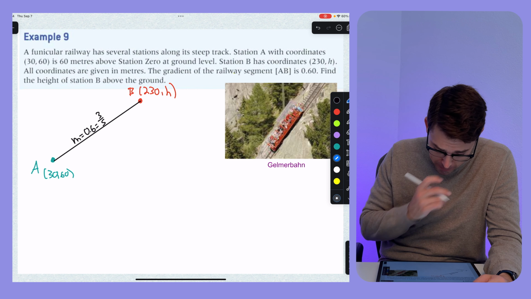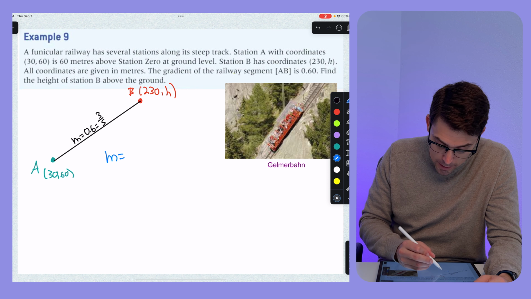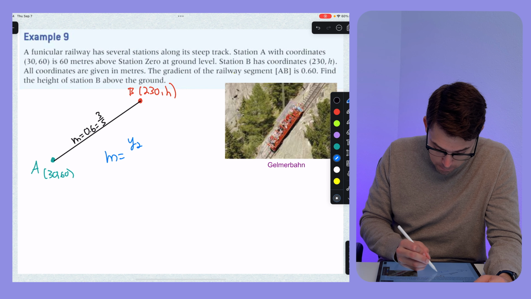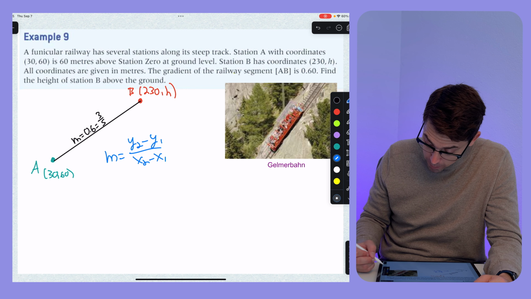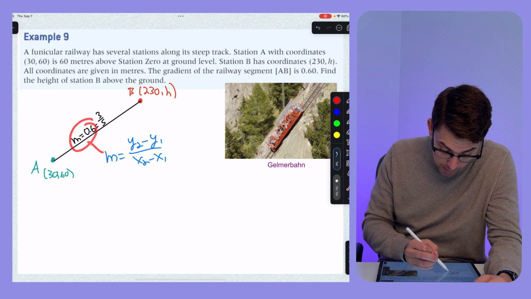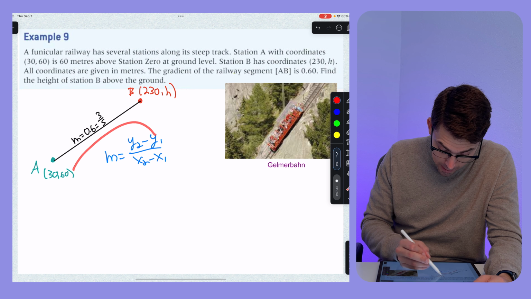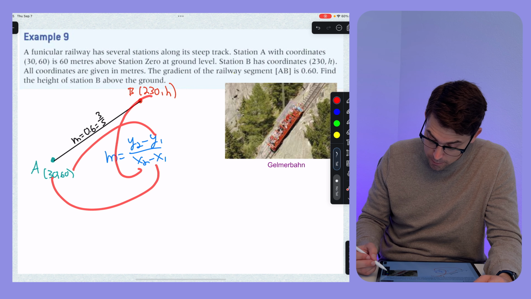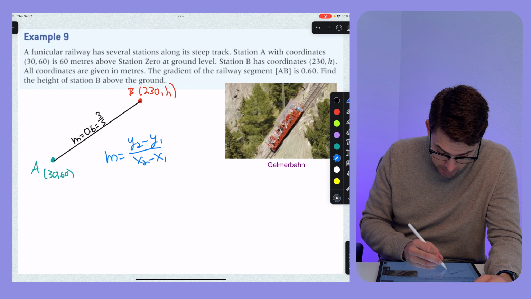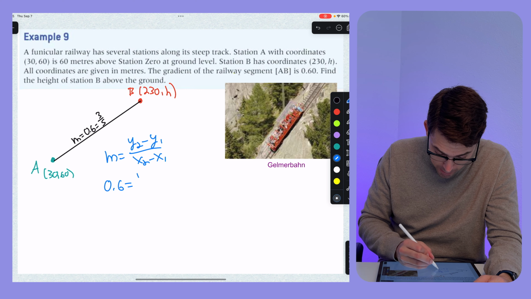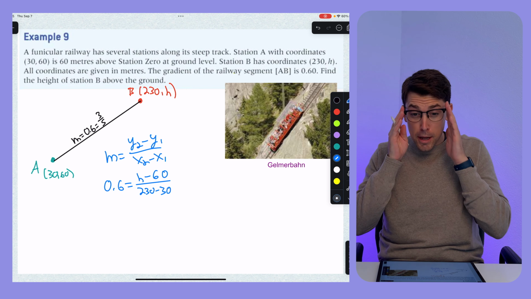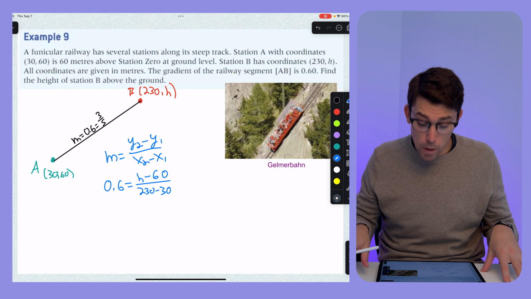Now, if I'm looking at this, I know that my slope formula is m equals y2 minus y1 all over x2 minus x1. So let's go ahead and plug in all these values. I have m right here, a y2, a y1, an x2, and an x1. Let's actually write that out. 0.6 is equal to h minus 60 divided by 230 minus 30. So now all we have to do is a little bit of algebra and we'll get the right answer.